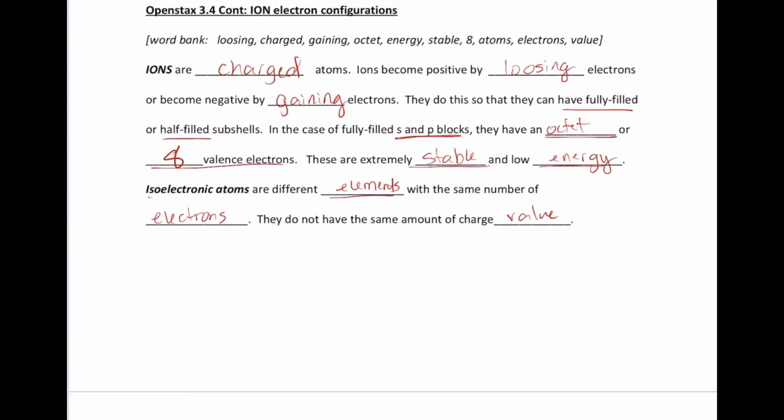Isoelectronic atoms are different elements with the same number of electrons. They do not have the same charge value. So let's look at electron configuration when we're looking at ionic compounds. It's the same kind of idea. You just need to make sure when you're looking at the final electrons that you're getting them in the correct positions. And it's not that hard at all. It's what you would expect it to do, except in that one little case of being in the middle of the D block.